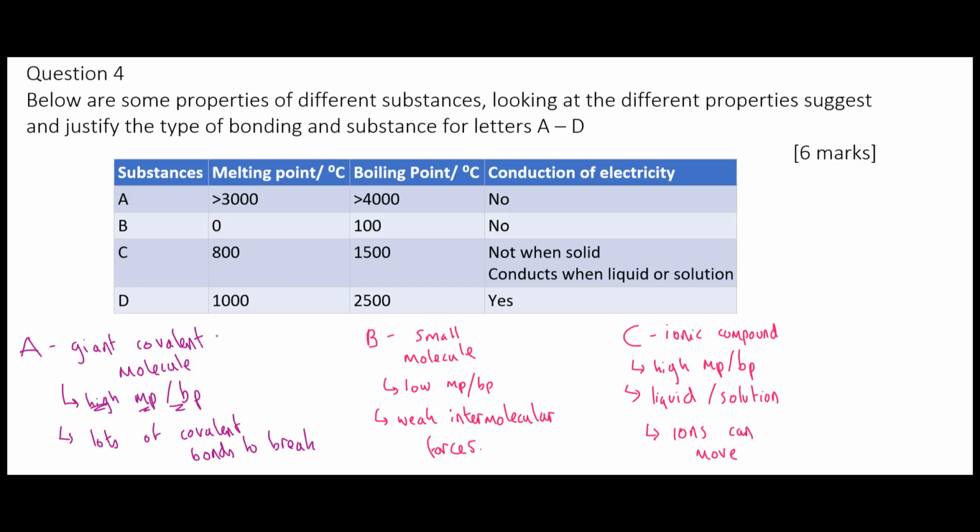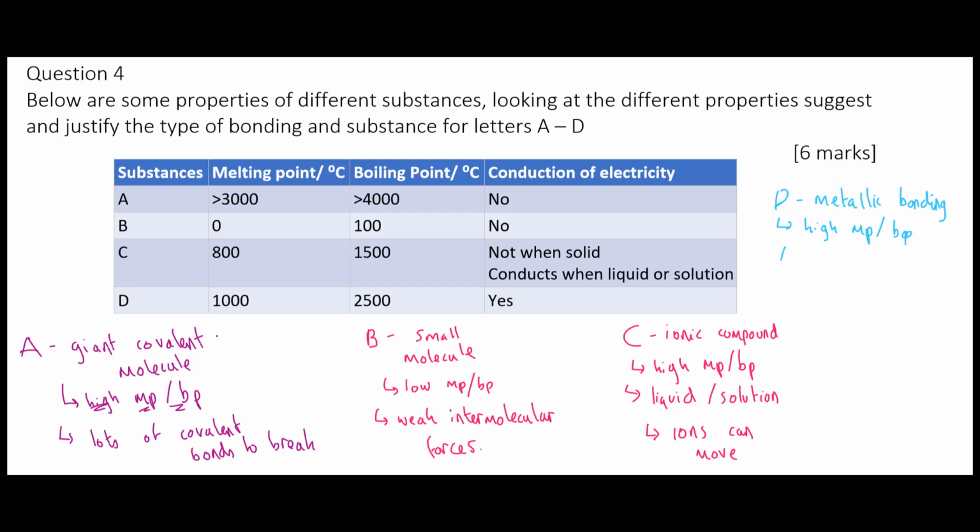I think I'm going to write at the side here for substance D. And substance D is telling us that it must be metallic bonding. So this could be something like copper. And the reason for metallic bonding is that it has a high melting point and boiling point. And that would be due to, again, the strong electrostatic forces of attraction between delocalized electrons and the metal ions.